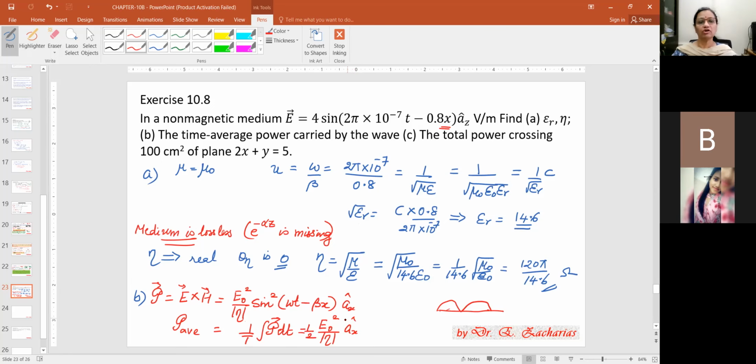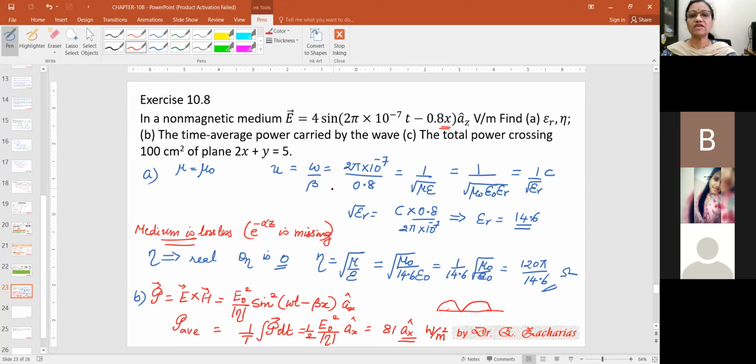Substitute for E naught. E naught is 4. Eta you just calculated. Put everything in and I will give you the answer. The answer will be 81 along the ax cap direction. Units will be watt per meter square. Now once we are done with that, let us go to the C part of the problem.